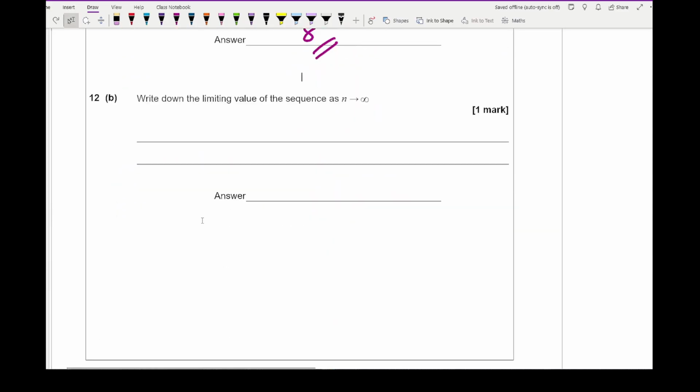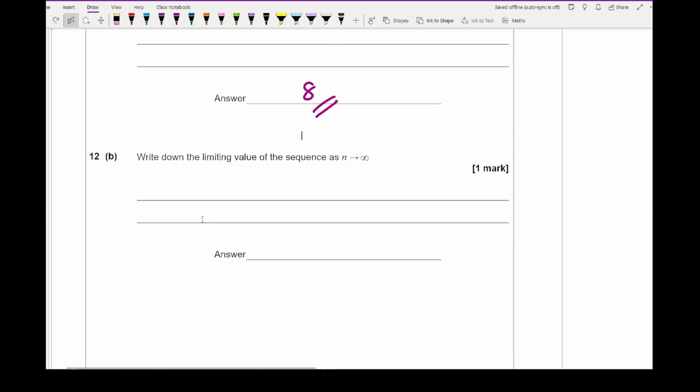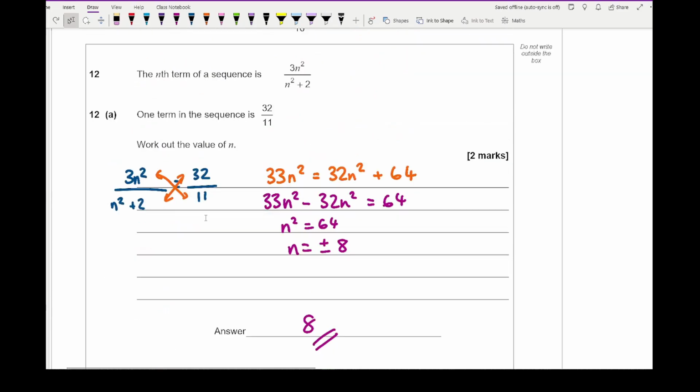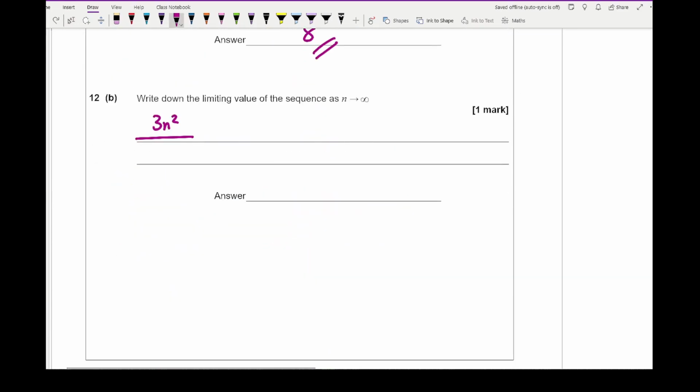Moving on to question 12, it says write down the limiting value of the sequence as n tends to infinity. And for this, if I look at the original nth term, which was 3n squared plus 2, as n tends to infinity, the numerator will become 3 infinity. The bottom is just going to become infinity, and then the infinities cancel out, leaving me with an answer of 3.